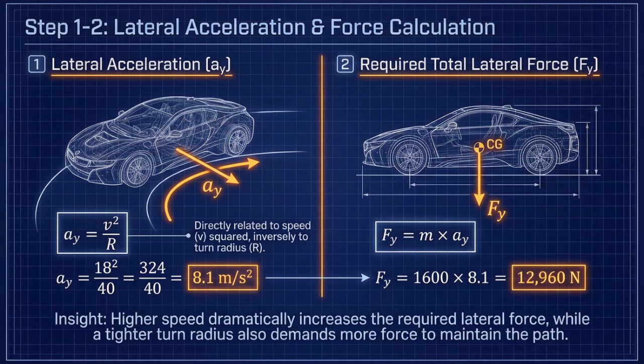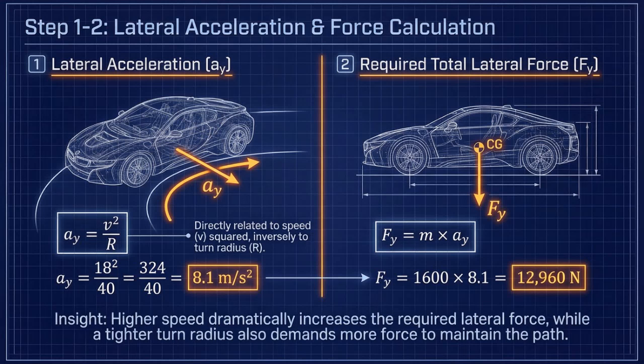Next, we calculate the total lateral force needed to keep the vehicle on this curved path. Lateral force equals vehicle mass multiplied by lateral acceleration. So, this gives a required lateral force of 12,960 newtons.